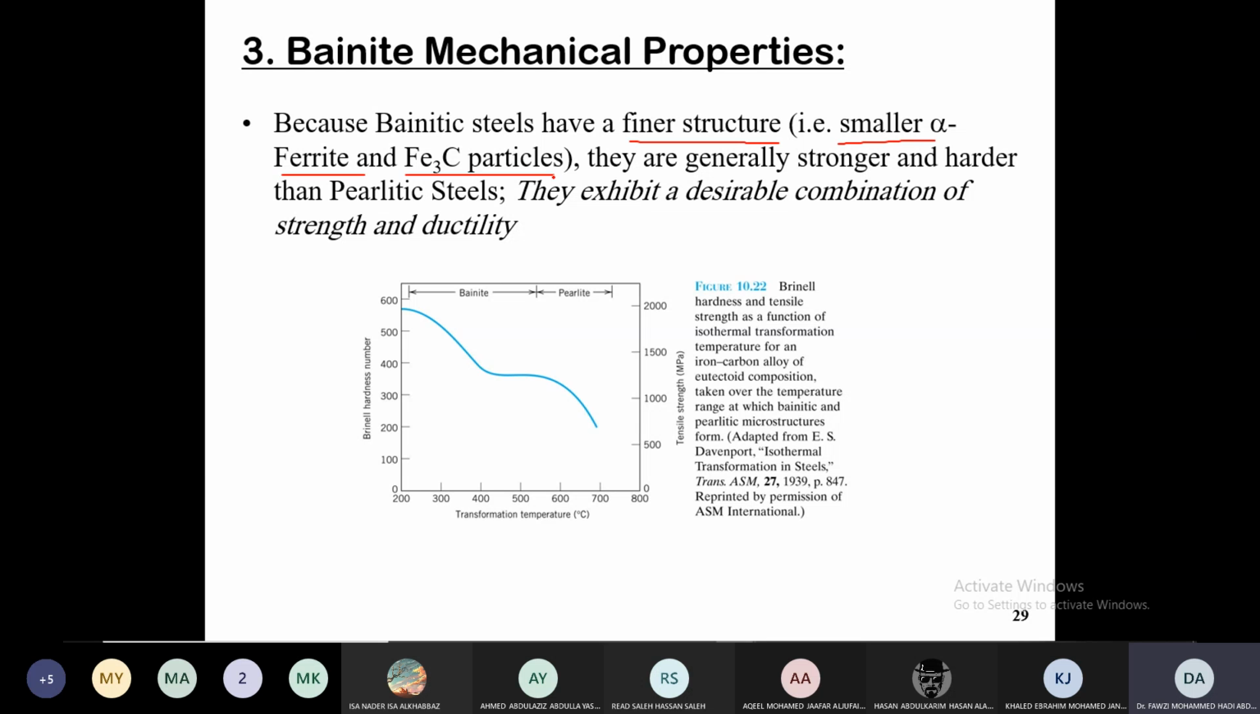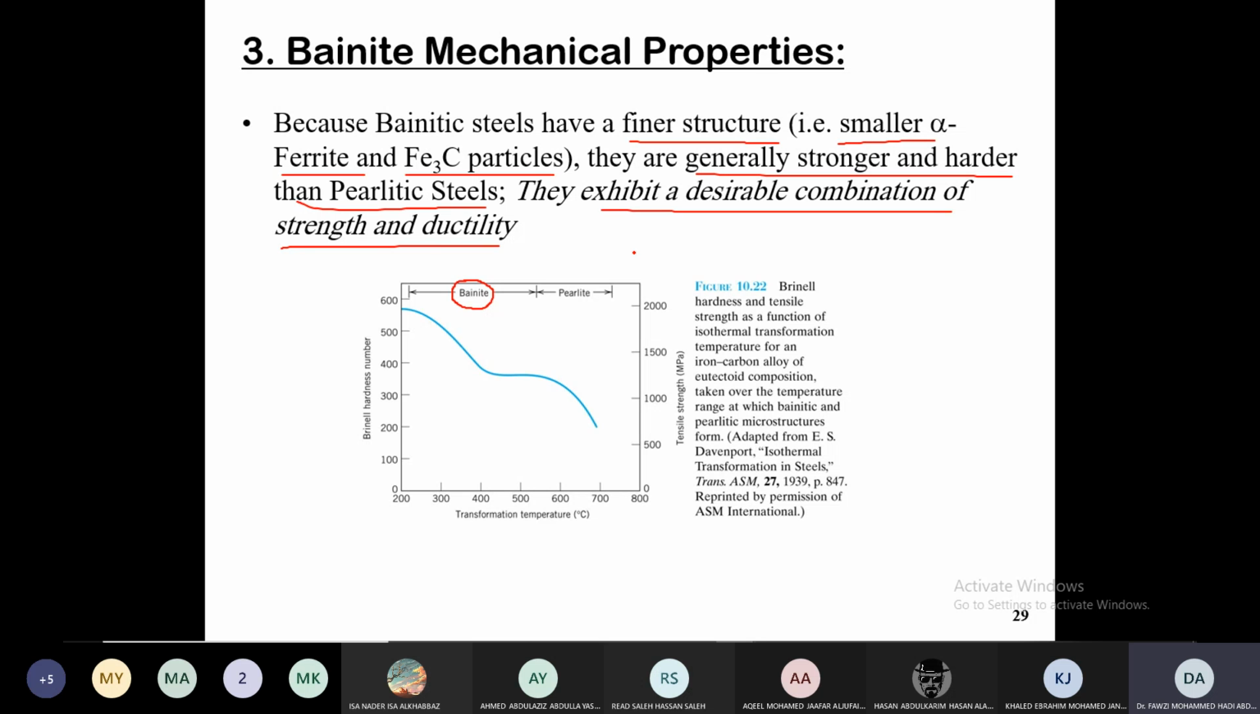This fineness of the dispersion causes more resistance to dislocation movement than the lamellar configuration in the pearlite, and therefore bainitic steels are generally stronger and harder than pearlitic structure steels. And not only that, the bainite phase is a very interesting phase, in that it exhibits a desirable combination of strength and ductility. It has higher strength, but it also shows high ductility compared to the pearlitic structure, and this is what you want.